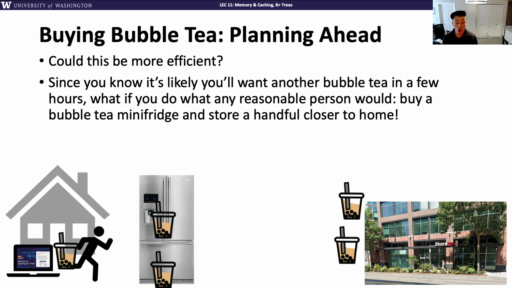You can go grab multiple things, probably more than you need at the time, assuming based off past behavior that I'm going to want more in a few hours. And that will save me time when I can just reach into the fridge and grab a bubble tea rather than having to walk to that 20-minute store. This idea of grabbing a little bit more than you need right now, knowing you're going to need it in the future, is a really core idea in computing in trying to speed up our programs.